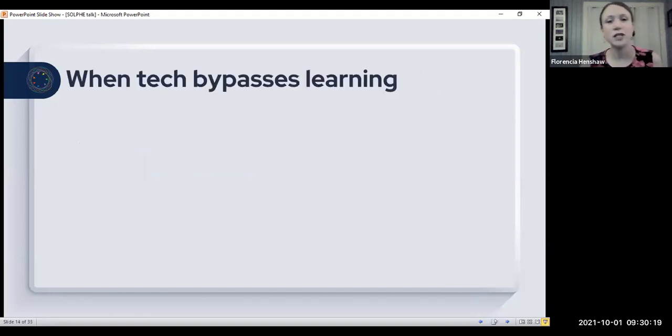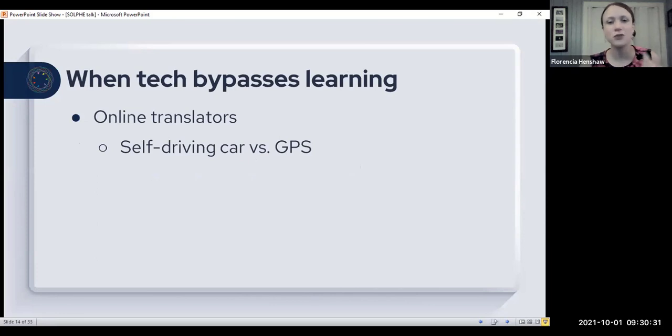And then we get to when technology actually bypasses learning. And I know here's where you're going to disagree with me, many of you, and that's okay. Let's talk about it. But to me, online translators for language classes are an example where technology bypasses learning, or it could help the learners bypass learning. And the analogy that I give is the contrast between a self-driving car versus a GPS. To me, Google Translate or any other of these translators, which are getting really, really good, especially in languages like Spanish, are like a self-driving car because they can get you there even if you don't know how to drive.